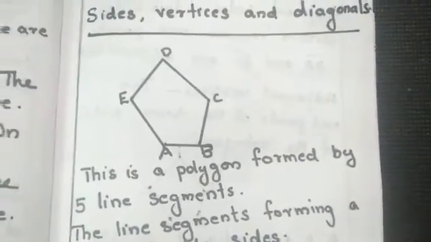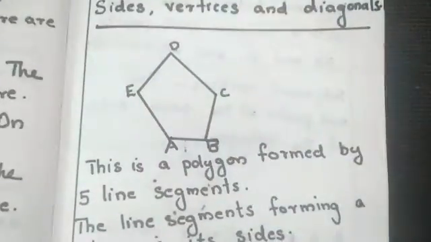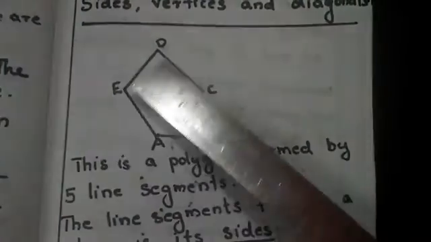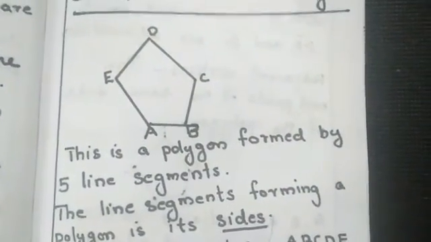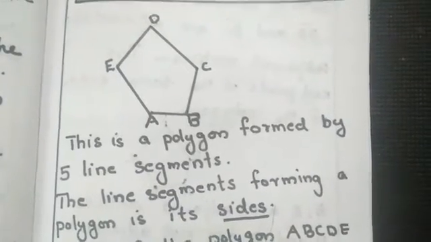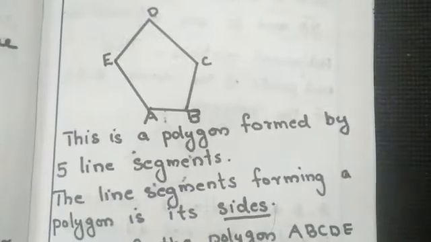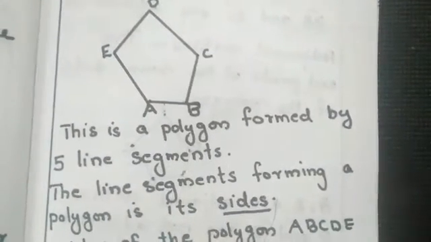Here I have drawn a polygon with 5 sides, 5 line segments. You can see 5 line segments here: AB, BC, CD, DE and EA. So, this is a polygon formed by 5 line segments. The line segments forming a polygon are called its sides.